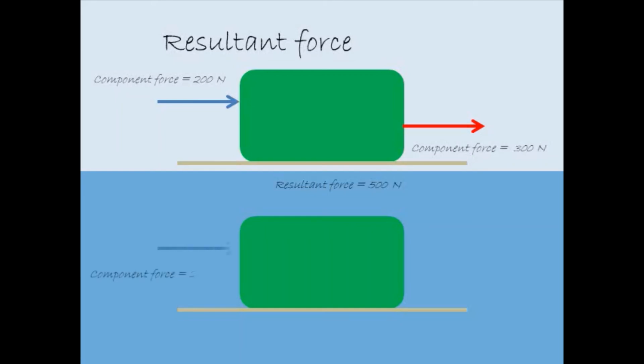Component force, towards an object, is equal to 200 newtons. Component force, towards an object, is equal to 500 newtons. Resultant force is equal to 300 newtons. It is the difference of the two component forces acting towards the object.